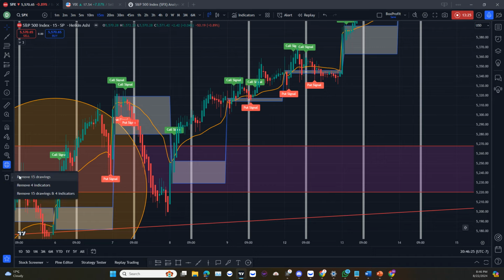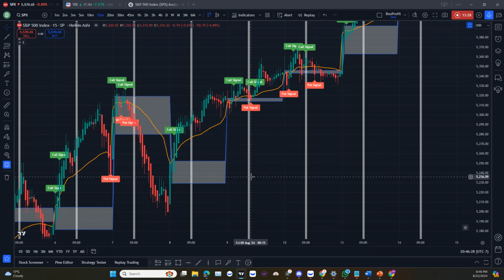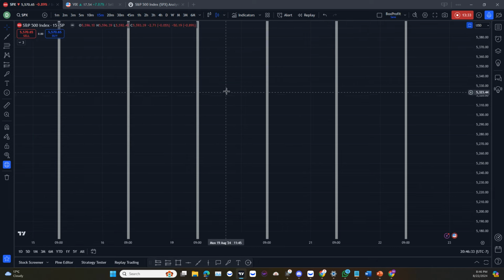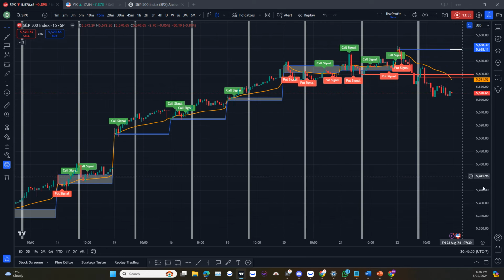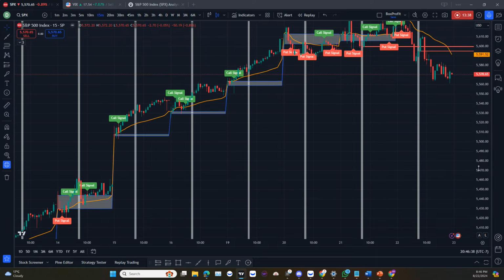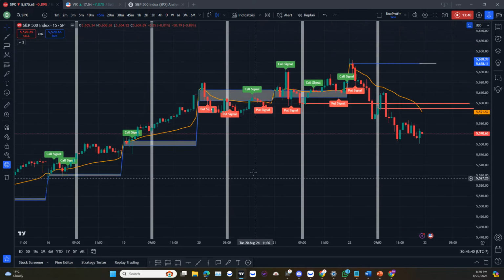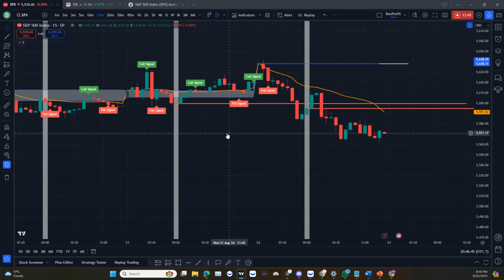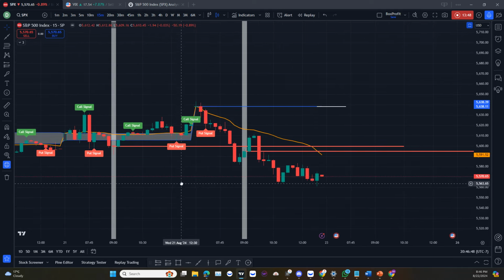So let me first remove my drawings here, which turned out to be about 15 of them, and I'm going to turn my candles back to the regular candles, so that we're not being biased and manipulating anything. So we do have the open range breakout here. If you have realized, or if you haven't realized, you should see that on my chart I do have that open range breakout. I have this yellow line, or the orange line here, and then I have a few signals which tell what to be done at what point of time.